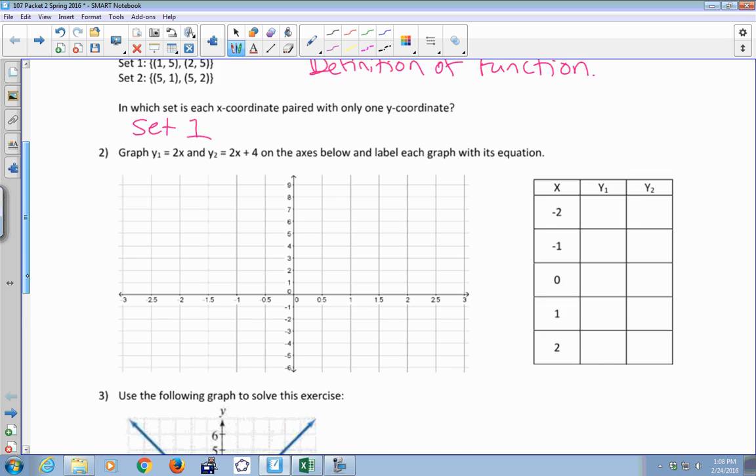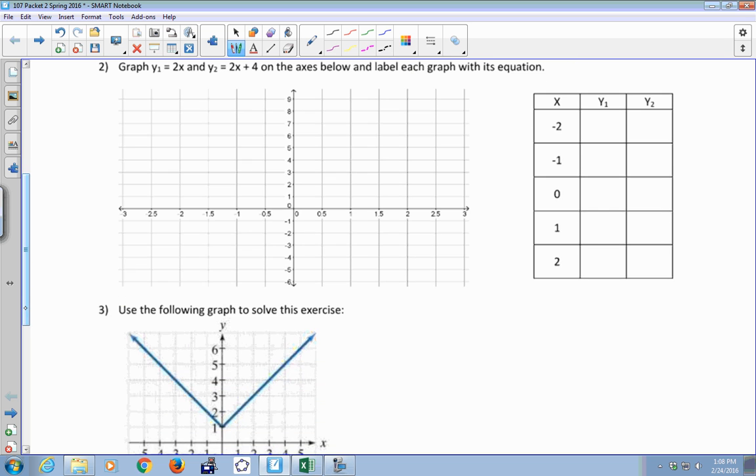All right, so number 2, we're supposed to graph y equals 2x and y equals 2x plus 4. I gave you some xy charts to help you if you couldn't remember how to graph a line. Y equals 2x, so that's y1, so we just double these: 0, 2, 4, and I'll plot. I really only need 2 points to draw a line, (-2, -4) and (0, 0), and I'll connect those.